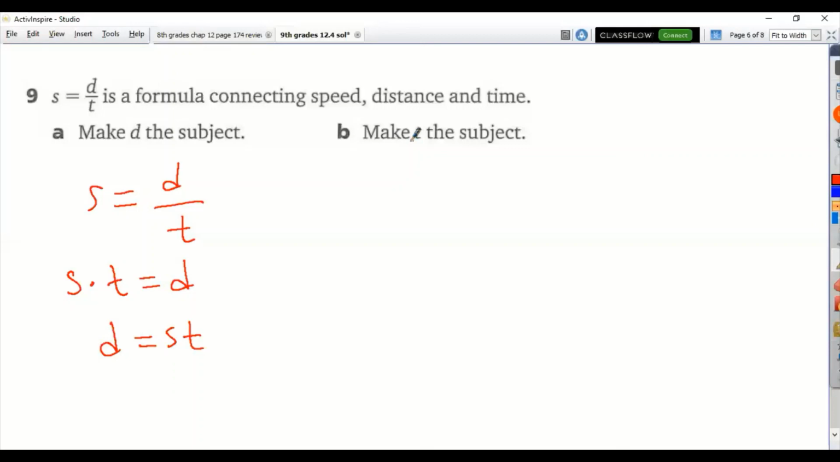Now we will make T the subject. So that's the formula we are given: S equals D over T. T is sent to the left side, so multiply by S, speed. And T will be isolated because it's going to be made the subject. So S is multiplied by T. On the right side, it will be dividing D. I mean, time will be written as distance over speed.